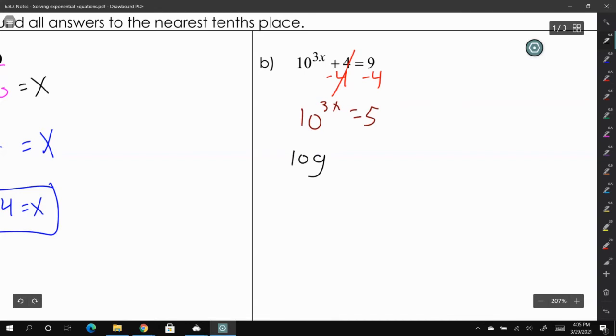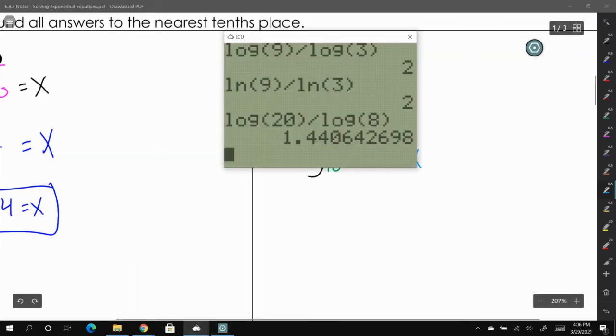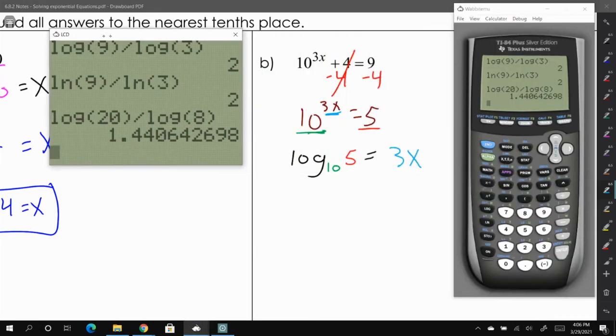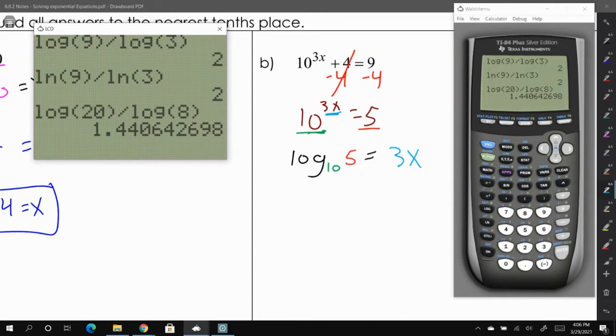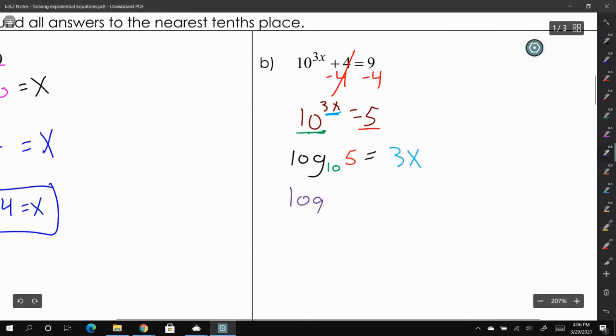So log, your base is 10, your other number here is 5, and that's going to equal our exponent, which is 3x. Notice that there's a 3x with it, not just x, meaning that we will still need to do some work after we use our change of base formula. So in the calculator, well, we should write it down first so we always remember it.